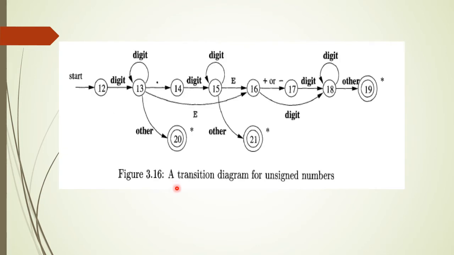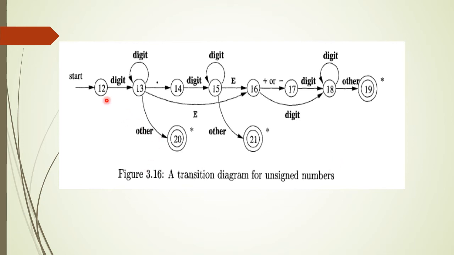This is a transition diagram for unsigned numbers. Here you have to satisfy the different cases for unsigned numbers. So unsigned numbers can be a whole number like 10, 20, 100, etc.